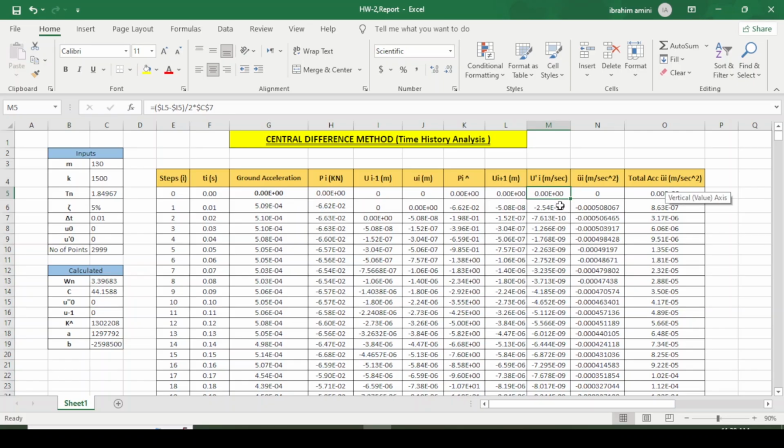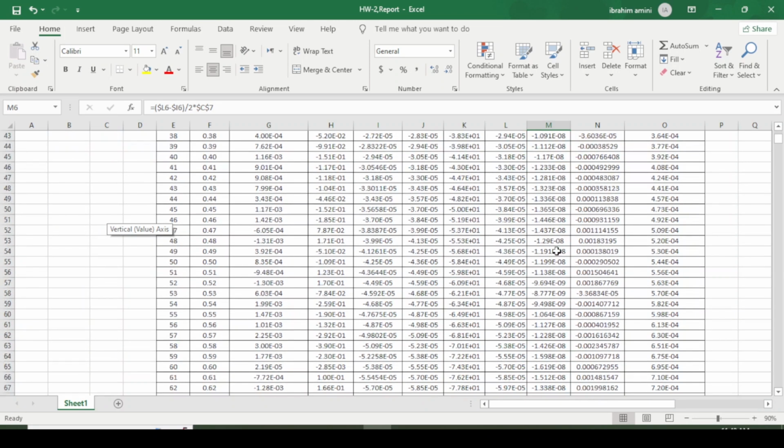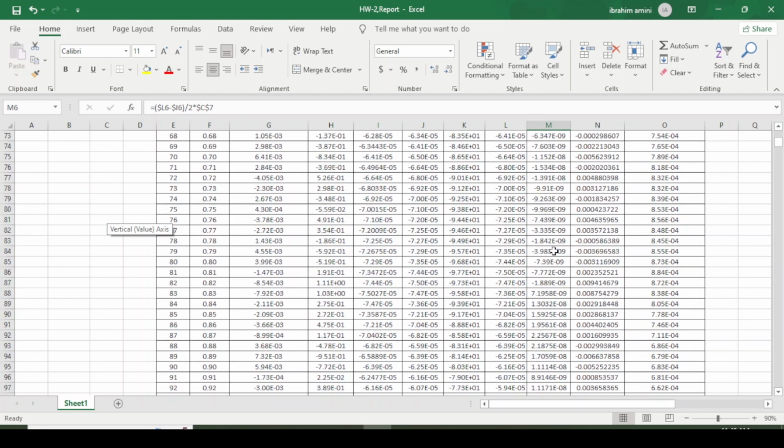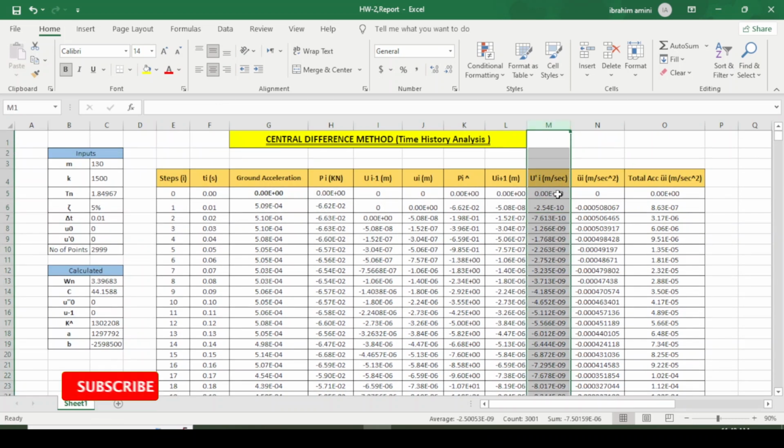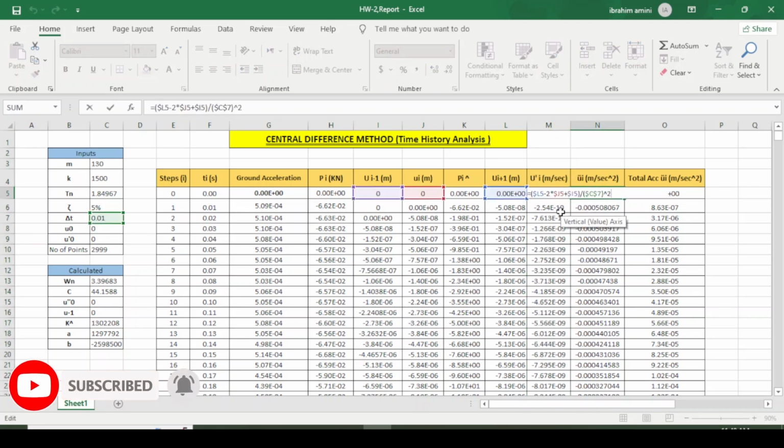The same formula will be applied for all these columns. I have used U i plus 1 minus U i minus 1, divided by 2, multiplied by the time difference. Okay, the time difference is 0.01. Afterward, enter. It will be applied, and we will drag for the whole column, so it will be applied to all points. So this is the velocity, in meters per second. Now we are coming to the accelerations. How do we calculate the accelerations?